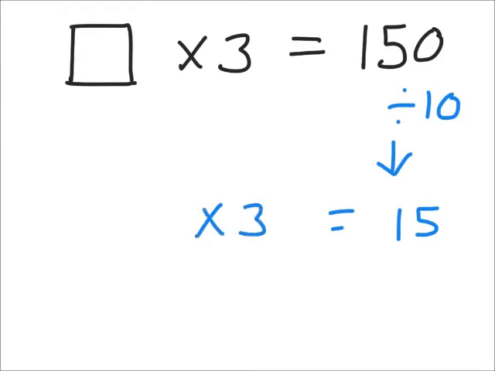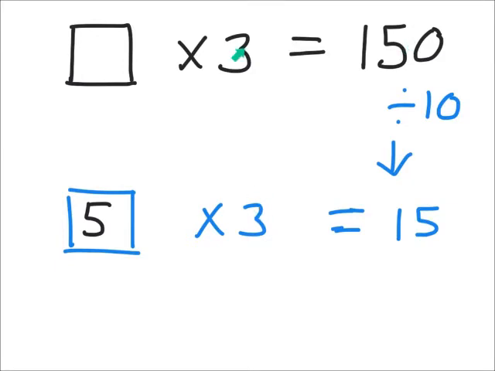Now, how many 3's make 15? How many groups of 3? How many lots of 3? How many times 3 makes 15? 5 3's make 15. Now, if 5 3's are 15, how many 3's will be 150?